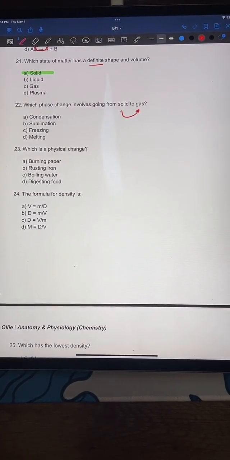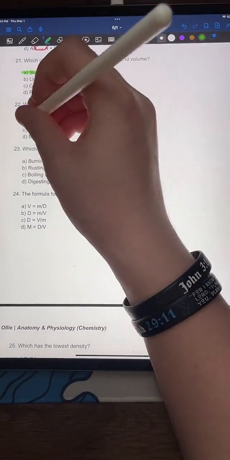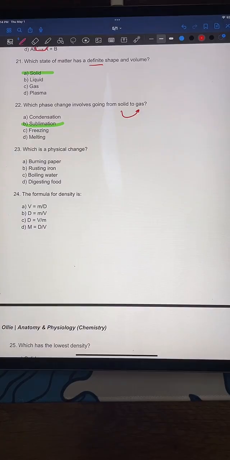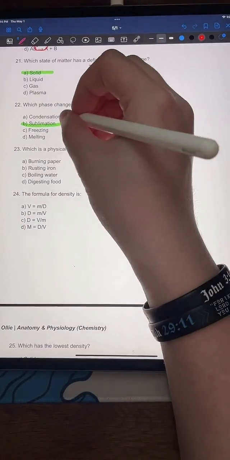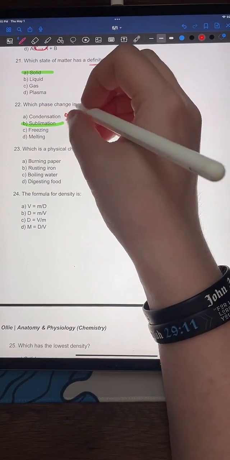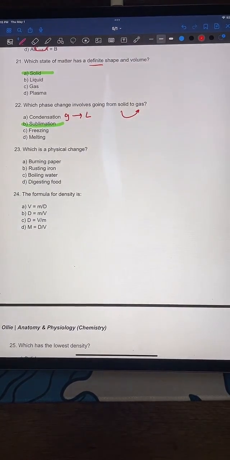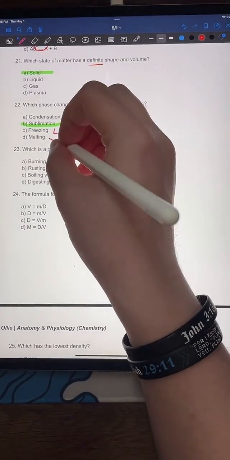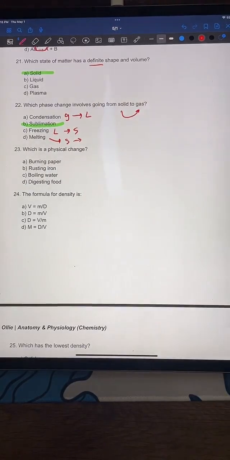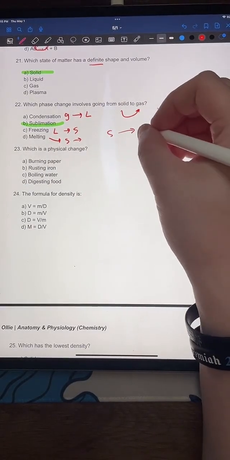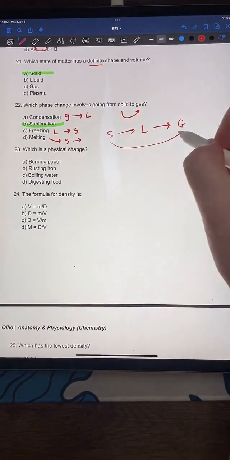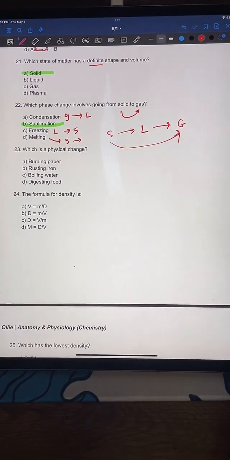Number 22, which phase change involves going from a solid to a gas? The answer is B, sublimation. This is a direct solid to gas transition. Condensation is gas to liquid. Freezing is from liquid to solid. And melting is from solid to liquid. So we have solid, liquid, gas. Sublimation directly bypasses the liquid.